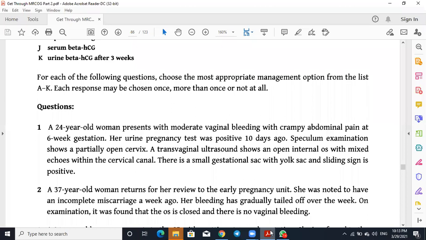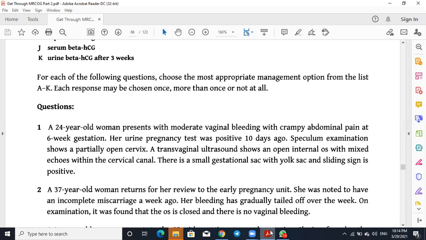A 37-year-old woman returned for her review to the early pregnancy unit. She was noted to have an incomplete miscarriage a week ago. Her bleeding has gradually tailed off over the week. On examination, it was found that the os is closed and there is no vaginal bleeding. Now you are suspecting that she has complete miscarriage. What to do after complete miscarriage?